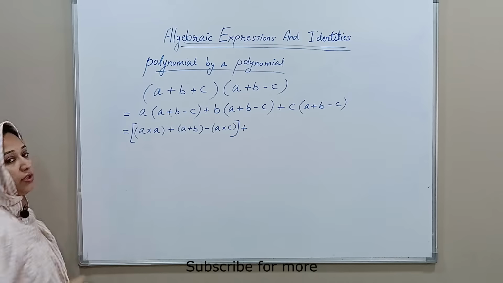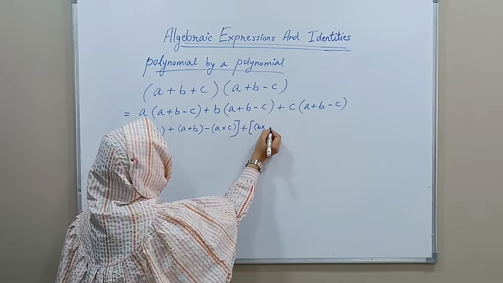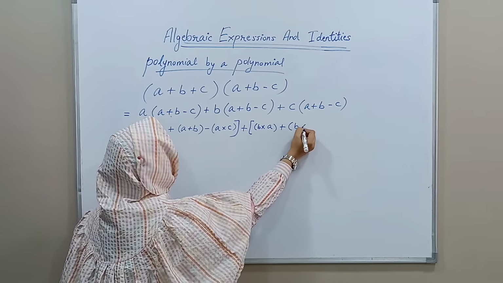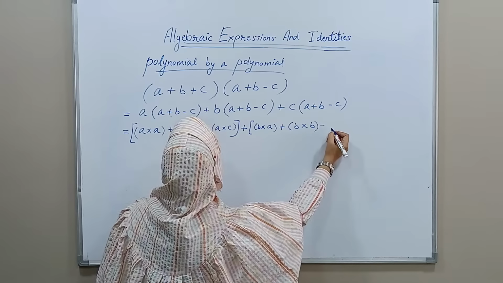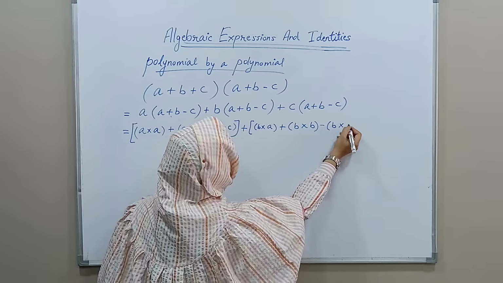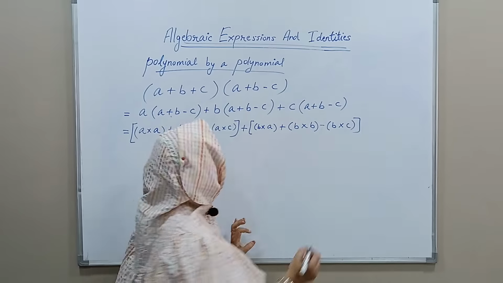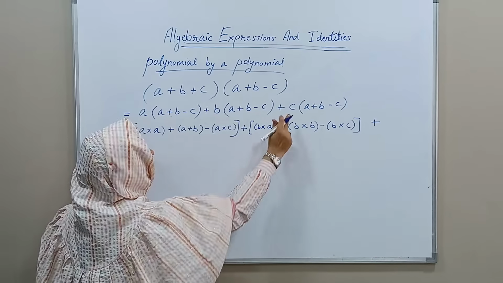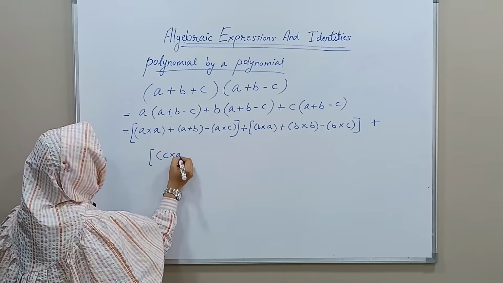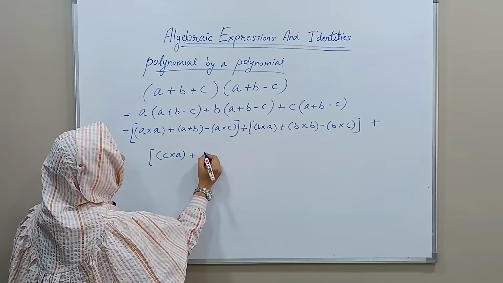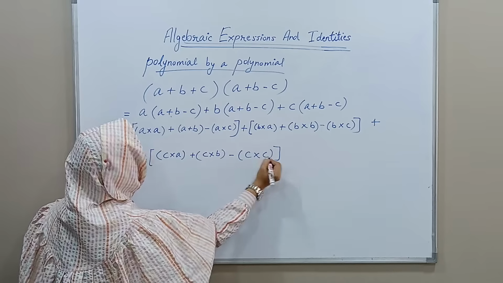Now we have a plus sign, so put a plus sign here. This was the first part. To understand, let us put a square bracket also. Now we have b into a plus b into b plus, then we have a minus sign, so minus b into c. This was the second part, and now the third one. So we have a plus sign, and then c into a. So we have c into a plus c into b and minus c into c.